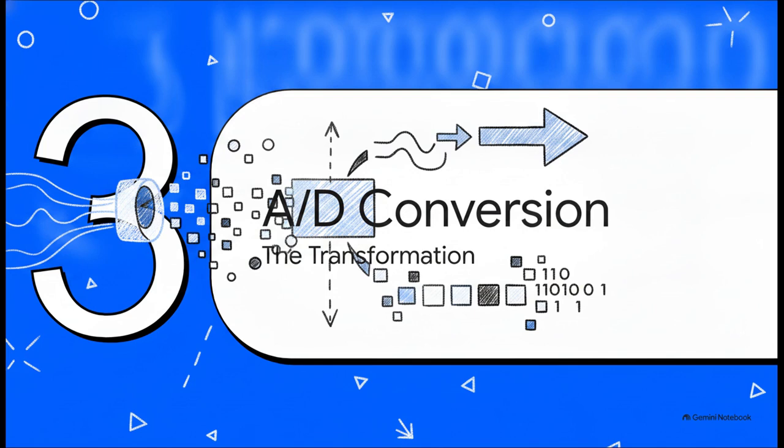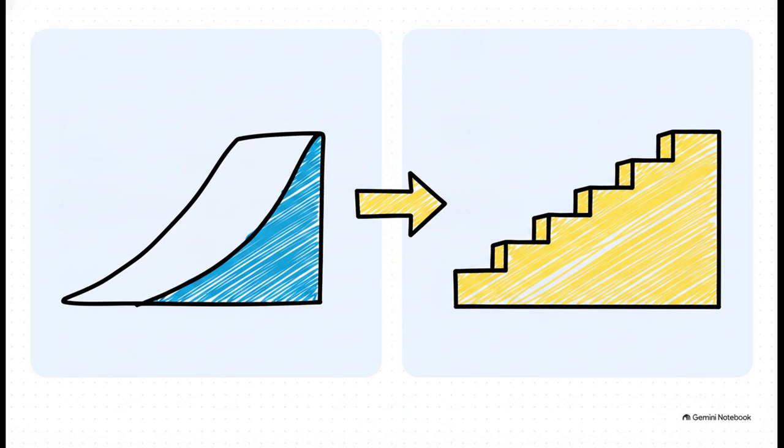Section 3. Analog to digital conversion. The transformation. This step is, frankly, the absolute climax of this explainer. This is the exact moment where the continuous physical world is transformed into binary computer data. Up until this exact point in the camera, we've been dealing with an analog signal. That means continuous physical light waves with naturally continuous intensity values. Imagine a smooth, unbroken ramp.